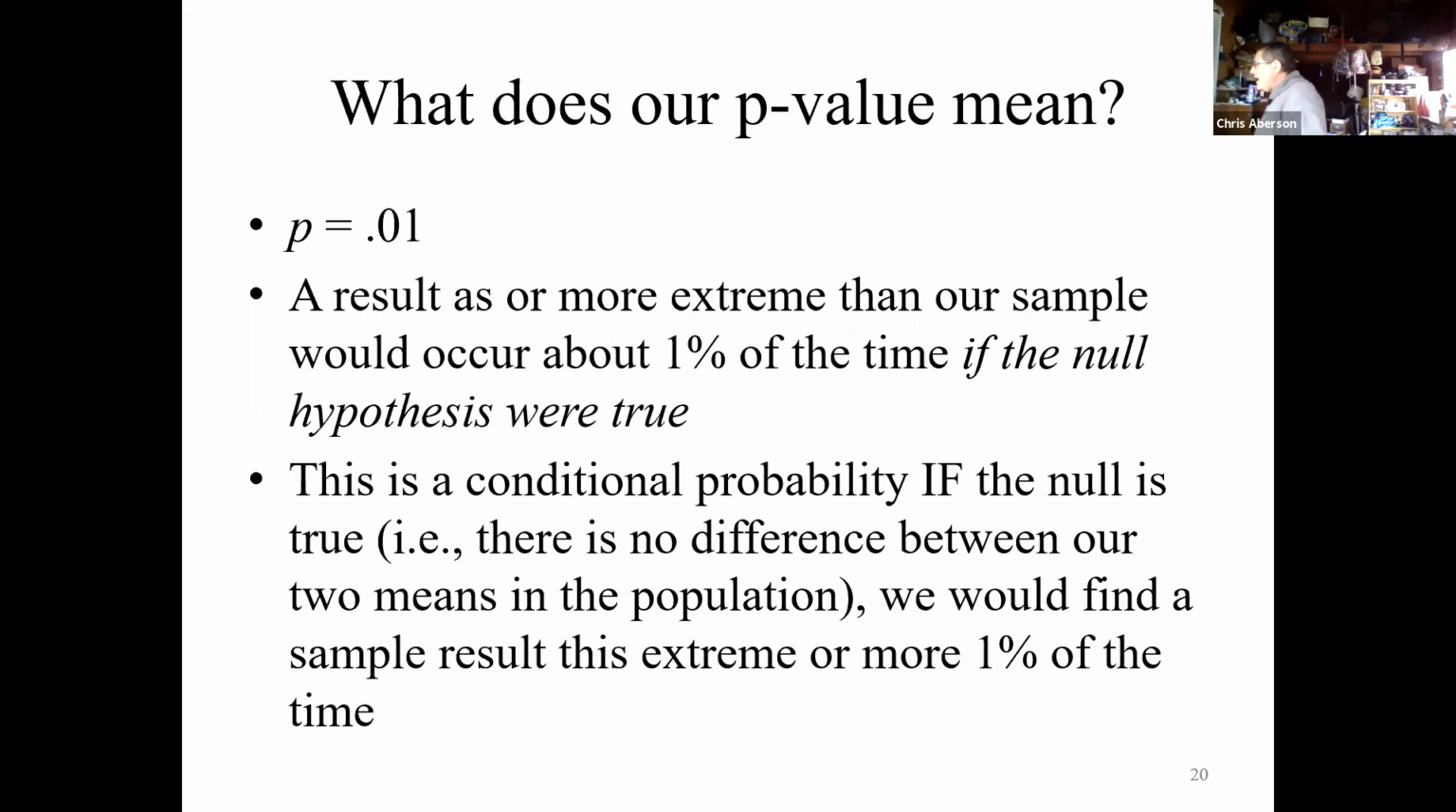You may remember from intro stats, conditional probability is literally the only piece of probability theory that we need. And that may disappoint those of you who took your stat courses in math departments where you spent a month or two on probabilities. The only concept you need is this conditional probability. So again, if the null that there is no difference between the two means in the population is true, we find a sample result this or more extreme only about 1% of the time. So it'd be a pretty surprising result.